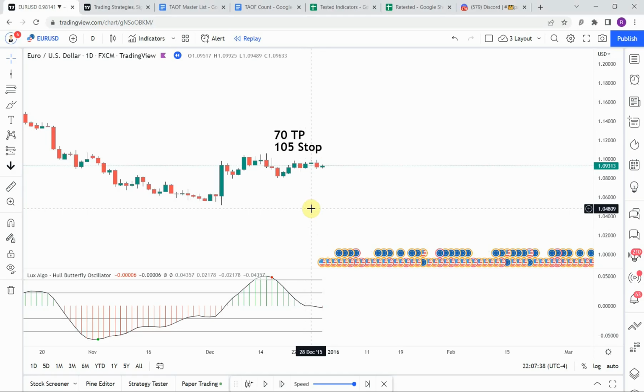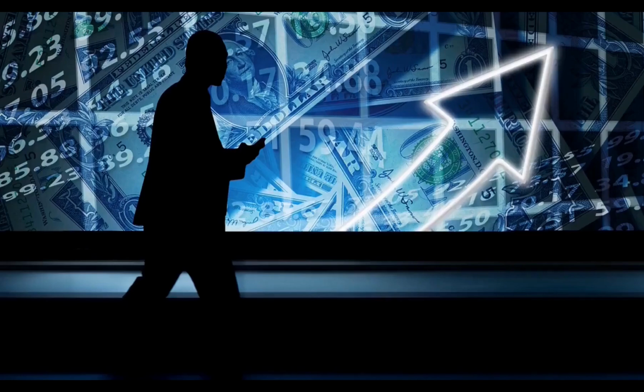Today we will be testing the whole butterfly oscillator.